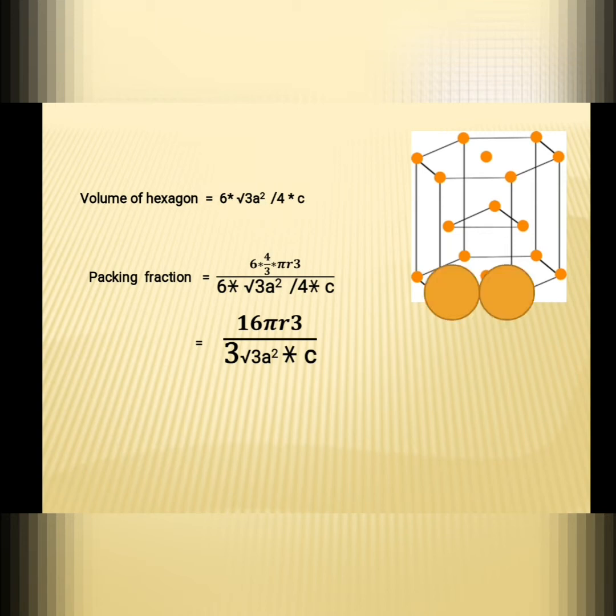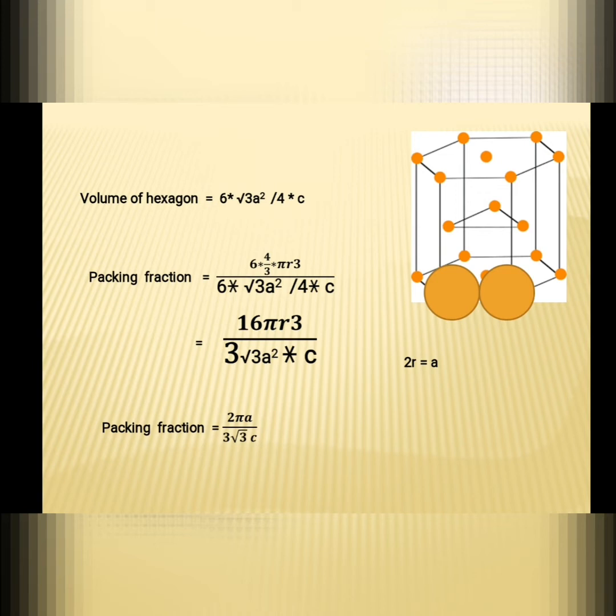This is very simple. Just think about that. In one edge length, there are two atoms. So if the radius is r, then a is equal to 2r. Now by putting r is equal to a by 2, we can get packing fraction is equal to 2 pi a divided by 3 root 3 into c. So here the unknown is the value of a by c. Now we have to calculate it.